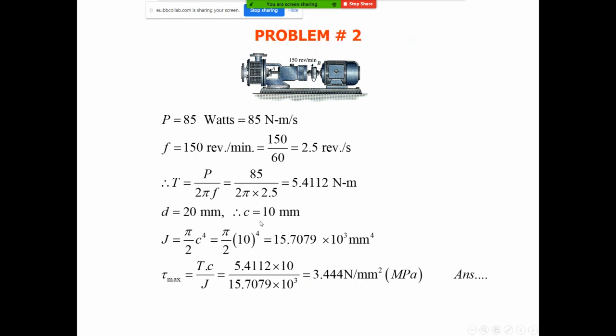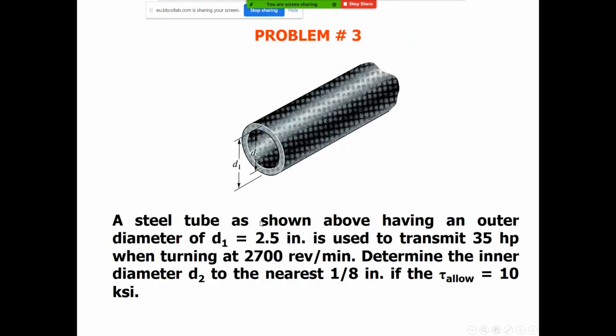Anyway, this is another example. He said that a steel tube, as shown above, having an outer diameter D1 equal to 2.5, is used to transmit 35 horsepower when turning at 2,700 revolutions per minute. Determine the inner diameter D2 to the nearest 1/8, if the tau allowable is like that.